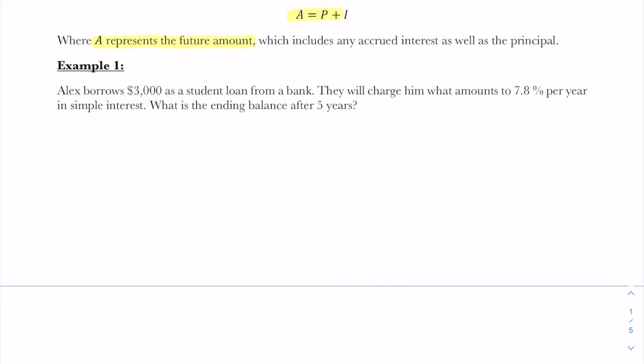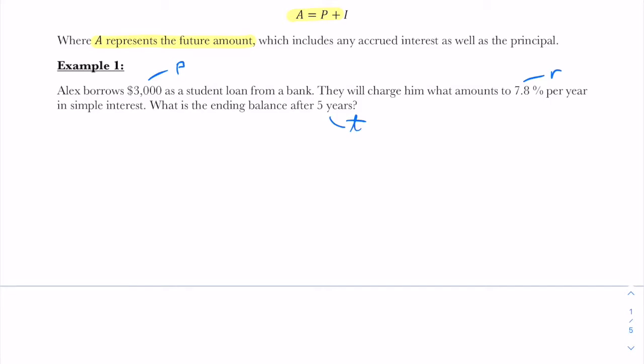Alex is borrowing $3,000 as a student loan. This would be the principal amount. The bank charges him an interest of 7.8% per year. That would be your annual interest rate. And we want to know the ending balance after 5 years. So that will be the time that has elapsed.